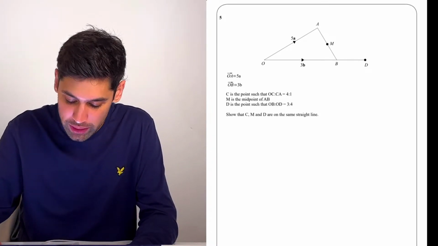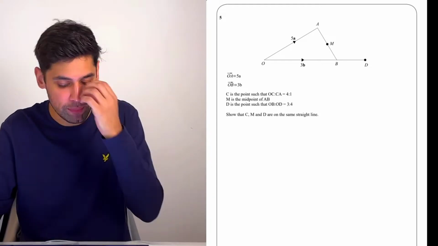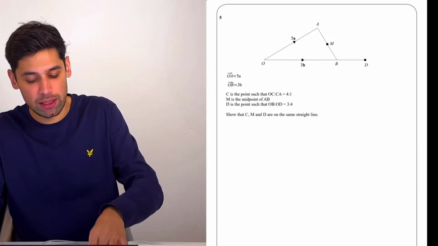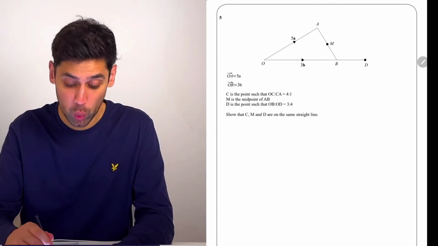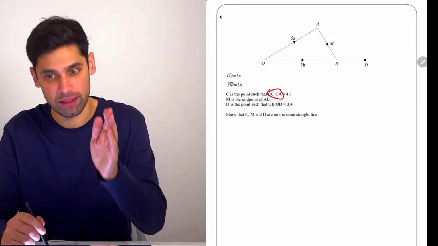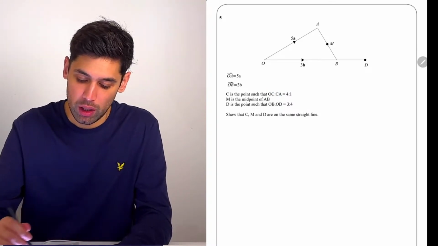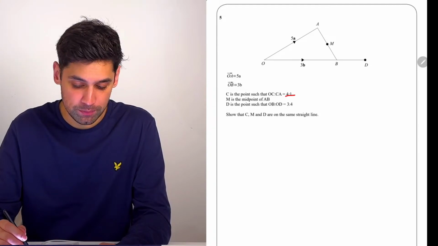C is the point such that, oh no, it's okay. C is the point such that OC to CA is 4:1. So C is going to be between O and A because, well, we can see OC, then C to A. And it's going to be 4/5 of the way along.